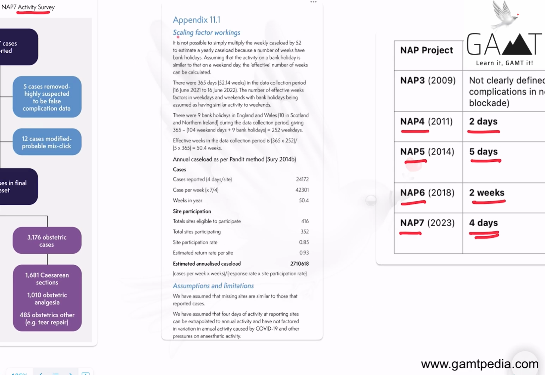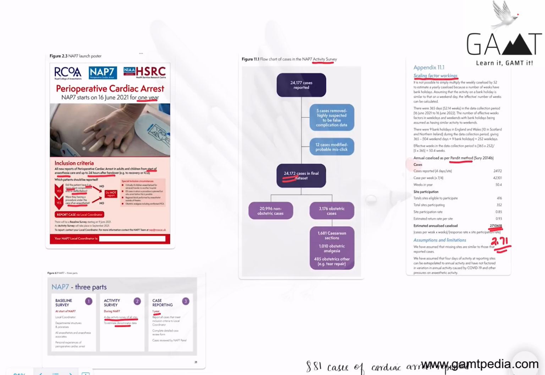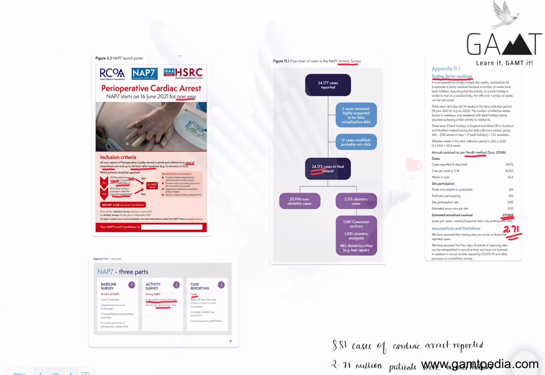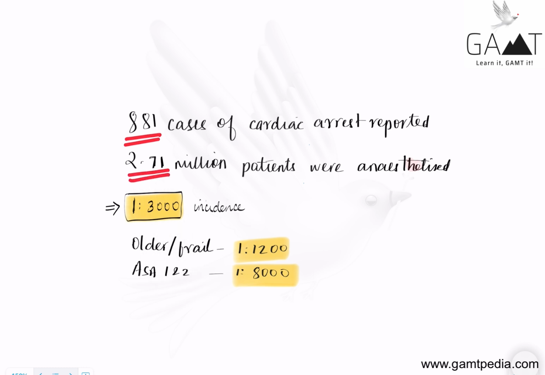And then they scaled up for the year. They used the Pandit method for annual caseload, and they estimated that the annual caseload is 2.71 million based on this activity survey. That's what the activity survey is used for. So, 1 year of reporting. In the 1 year period, from 16 June 2021 to 15 June 2022, all the cardiac arrests occurring in the perioperative setting had to be reported. They had 881 cases of cardiac arrest reported in that 1 year period, and the total number of patients anesthetized in the 1 year period is 2.71 million.